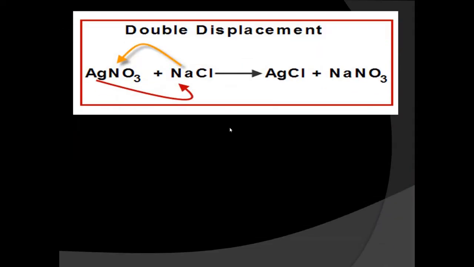Here again one more example for double displacement reaction. Silver nitrate reacts with sodium chloride and gives rise to silver chloride and sodium nitrate. Here you can see sodium is leaving its place and occupying the place here, and silver is occupying the place of sodium. So here there is exchanging. So this is an example for double displacement reaction.